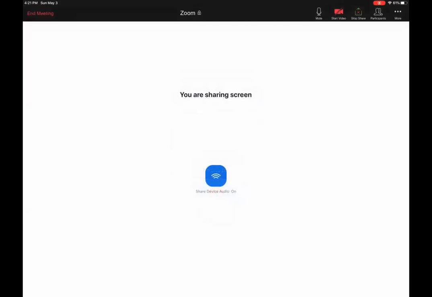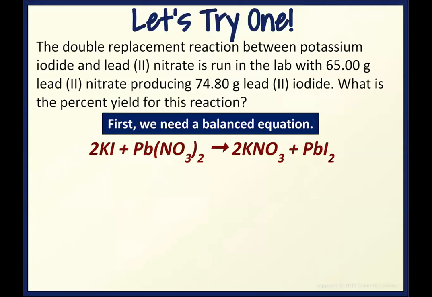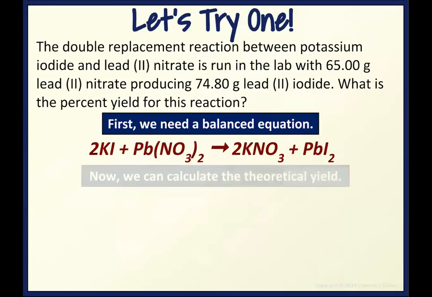slides. So there's our balanced equation. That's what that is. Yeah, that's what I had. And step 2 is we're trying to find the percent yield. They gave us the actual yield. We have to find the theoretical yield. Remember, the actual yield is given in the problem.